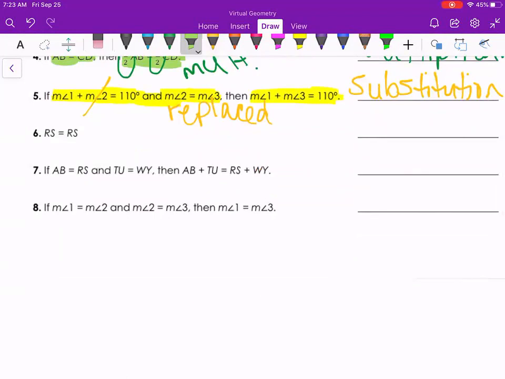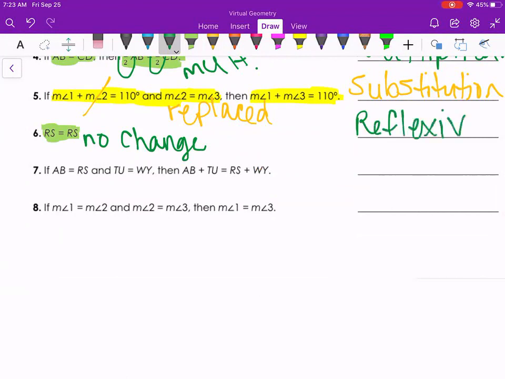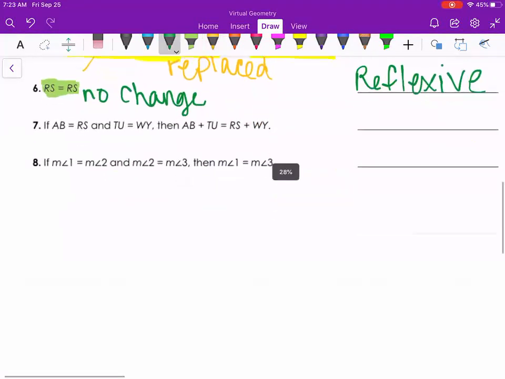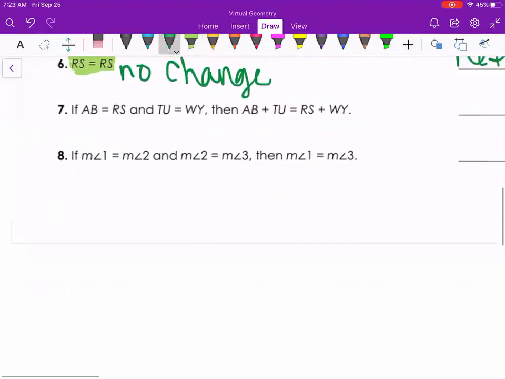All right, let's look at the next one. The length of RS is equal to the length of RS. Well, guess what? There was no change. Which means this is reflexive. All right, 2 to go.